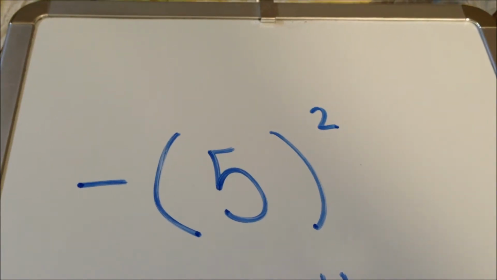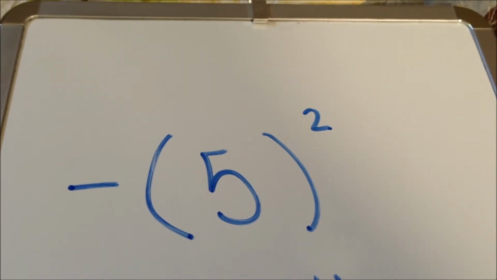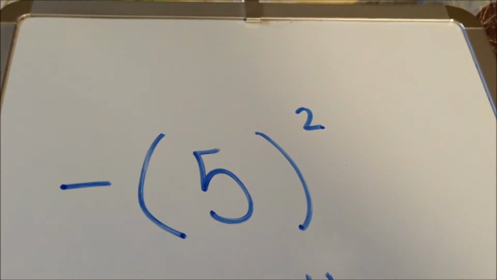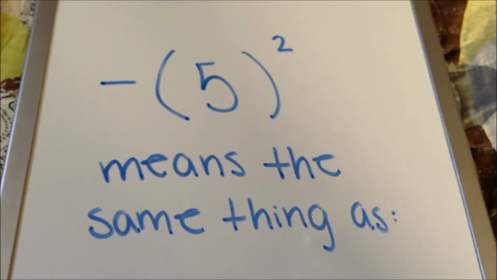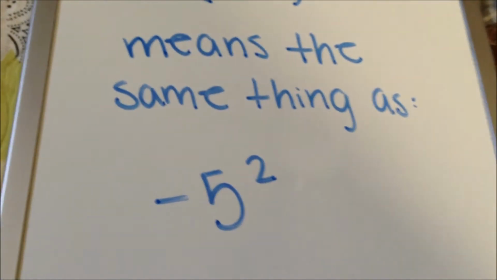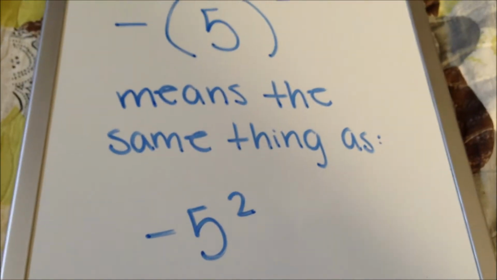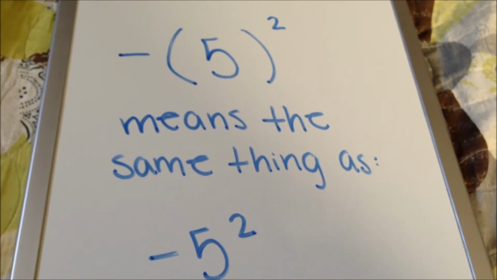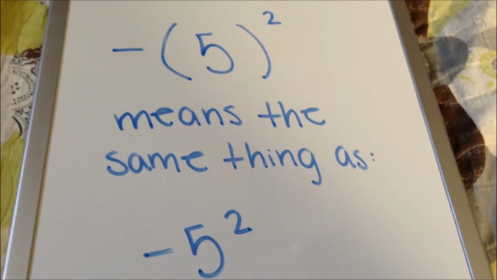If you ever come across a problem like this where you have negative parentheses number to a power, it means the same exact thing as negative number to that power. In other words, those parentheses serve no purpose. They're just there to trick you.